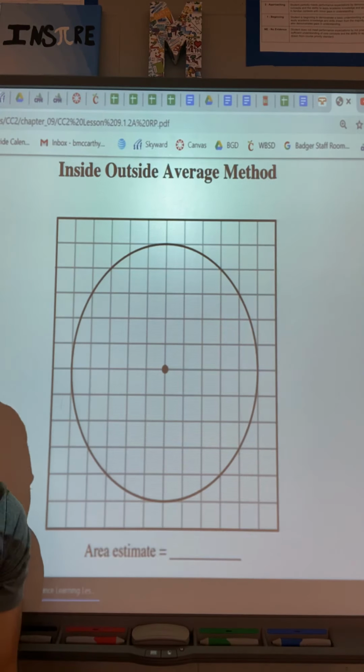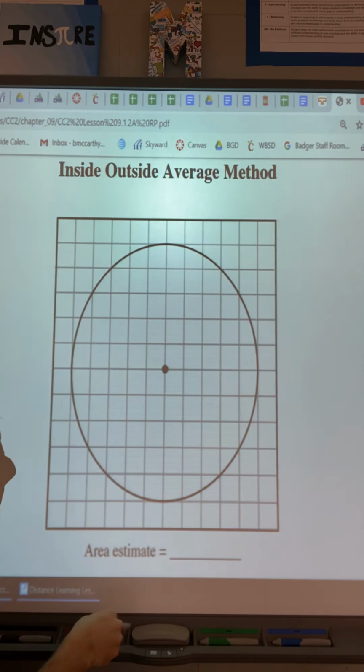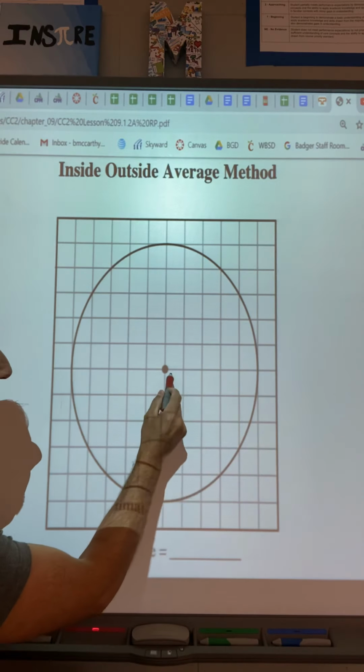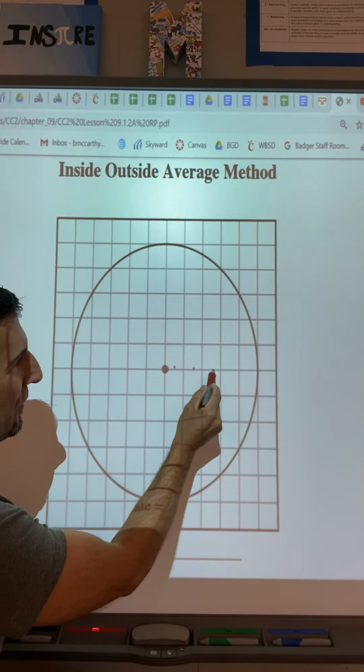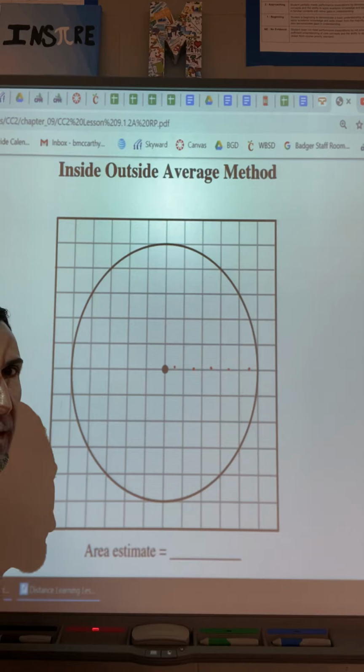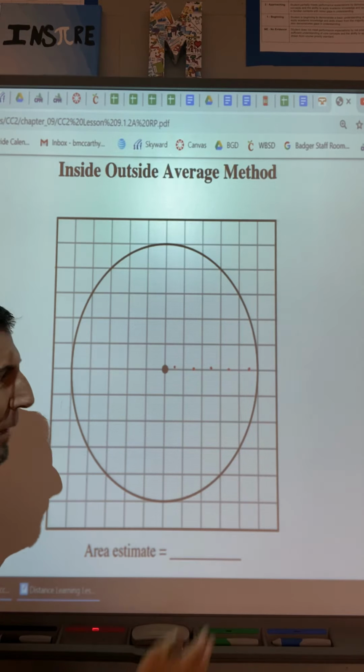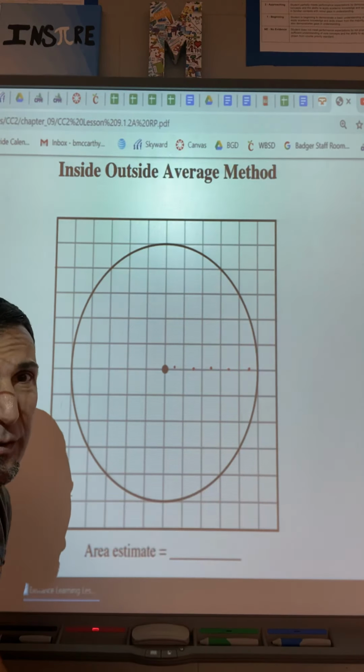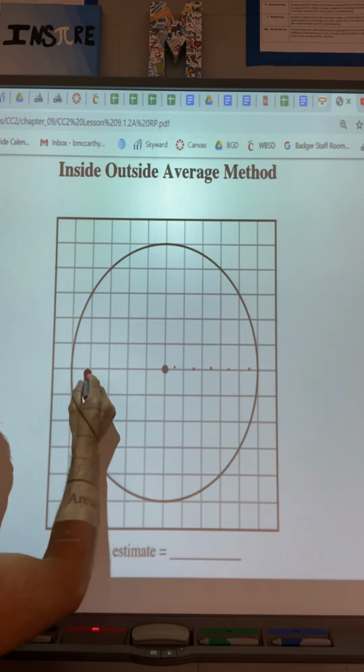So here's our circle, and we're just going to count. When we said it's 5 over, the radius from the center is 1, 2, 3, 4, 5. So it's got a radius of 5. But I want to know the area of this, so we're just going to count. And I can go like this.